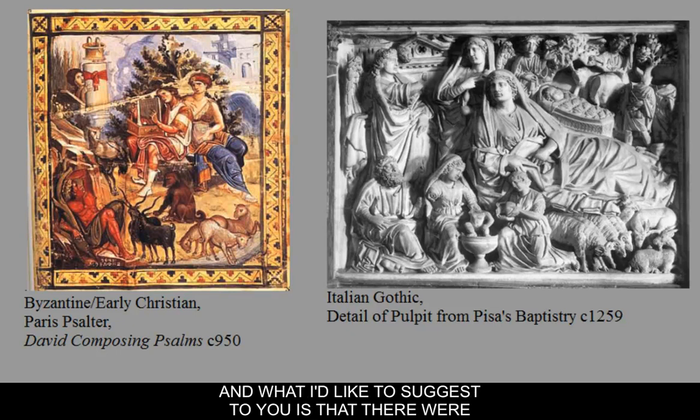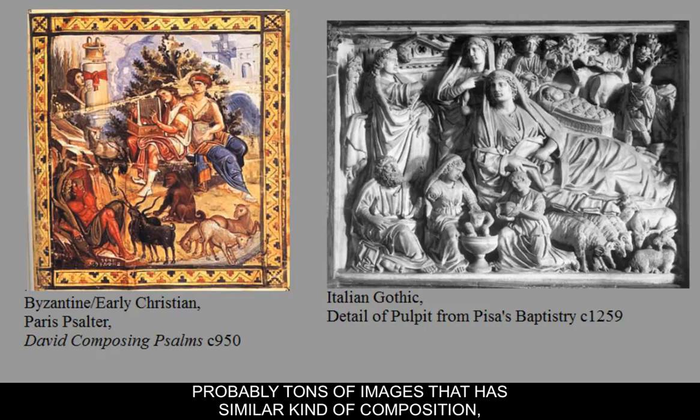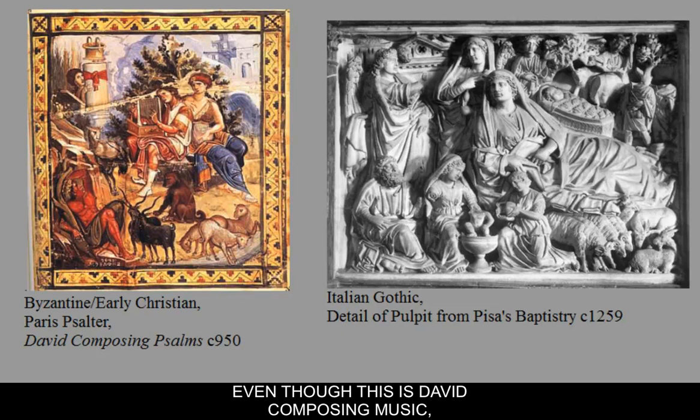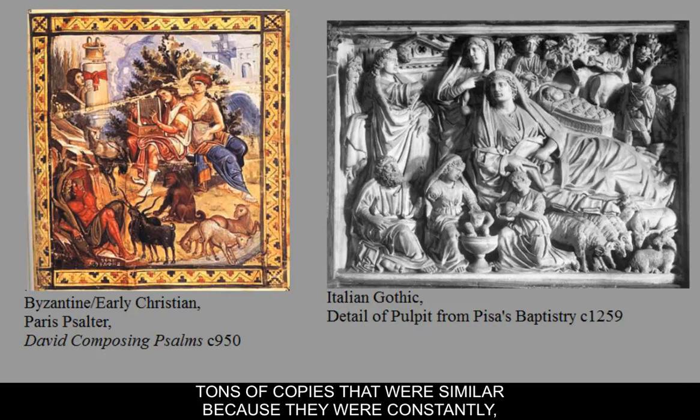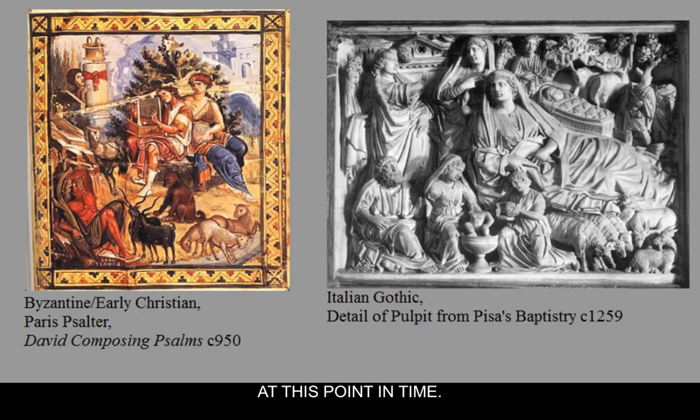And what I'd like to suggest to you is that there were probably tons of images that had a similar kind of composition, even though this is David composing music, that the way that it's arranged is very similar to how the pulpit from Pisa's baptistry is constructed, and that this is the schema on the left-hand side, and this is the correction. Now, I don't know if he necessarily saw this one specifically, but I'm sure that there were tons of copies that were similar because they were constantly borrowing from each other at this point in time.